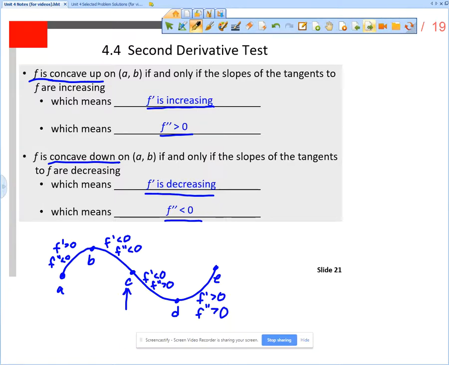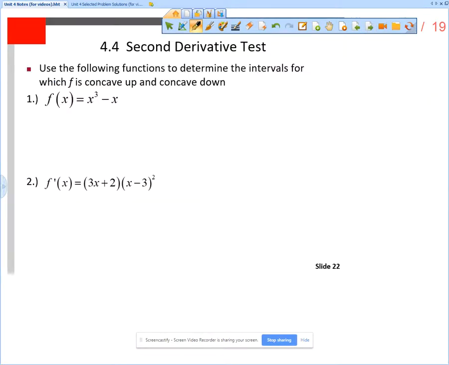On to slide number 22. It says use the following functions to determine the intervals for which f is concave up and concave down.